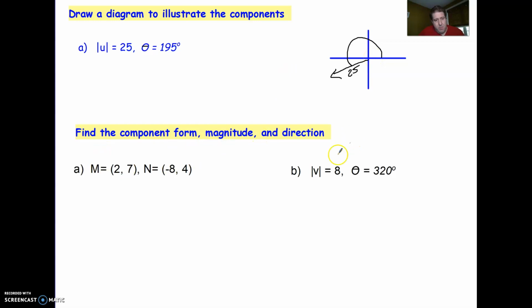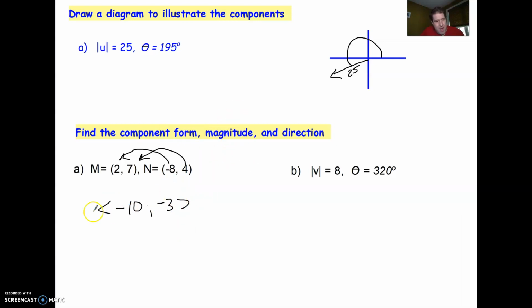Find the component form when given the magnitude and direction. Okay, so if I'm just finding the component form of these 2 points, then I would just subtract. So -8 minus 2 makes -10, and 4 minus 7 makes -3. So there's your component form.